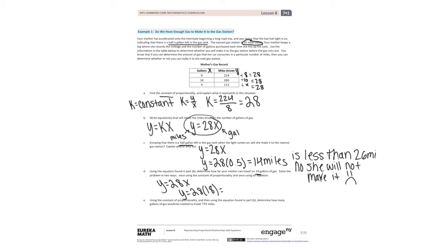Okay, all right, it should give you 504. So she can travel 504 miles. Okay, now we're going to use an equation. If mom has 18 gallons of gas and she gets 28 miles per gallon, we're going to have 18 times 28. Okay, and again, that will give us 504 miles.